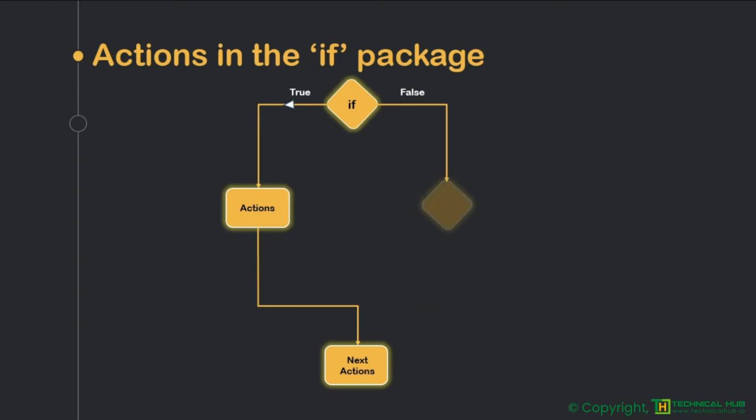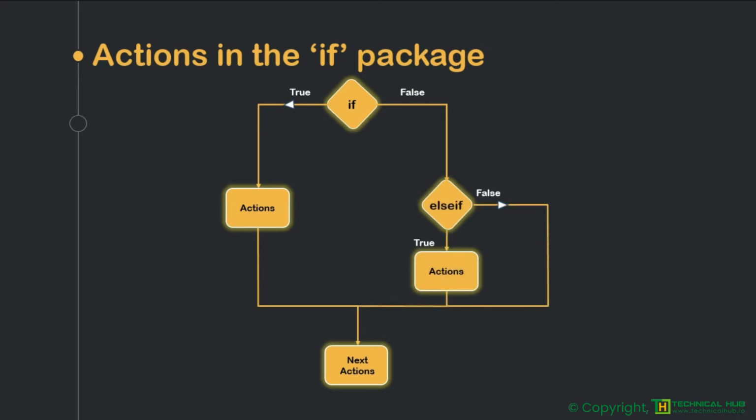Else if action: it specifies an alternative condition to test if the condition specified in the if action is false. If this alternative condition is true, the bot runs the sequence of actions contained within the else if action. Else action: it specifies the alternative sequence of actions if the condition specified in the if action and else if action, if used, is false.